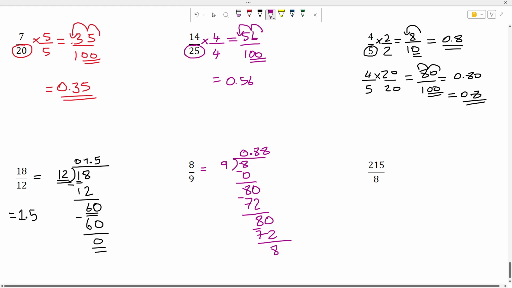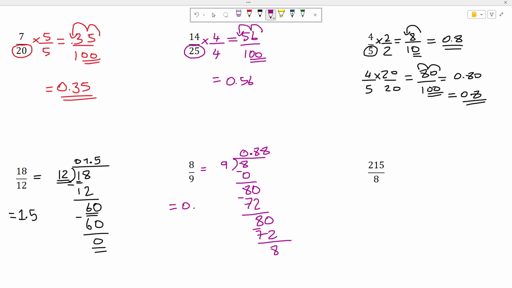So we know that this is a repeating decimal. So we can either write it as 0.8 and put a dot on the top, or we can write 0.88 and then write a dash on the top. Whichever way, it's the same. Or you can also round it up. If the teacher is asking you to round it up, you can also round it up to 0.9 if they want you to round it up to 1 decimal place.